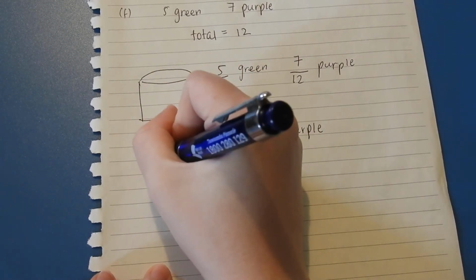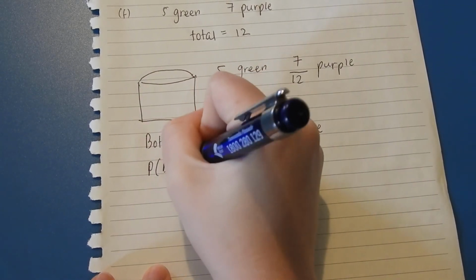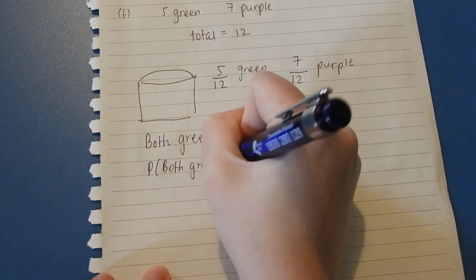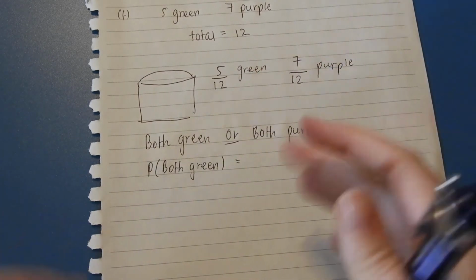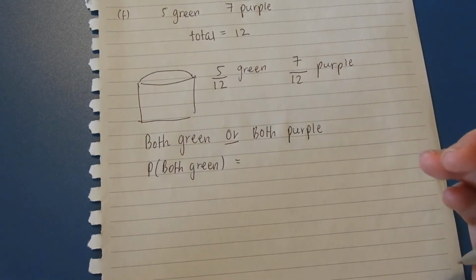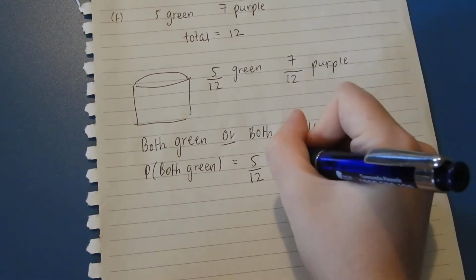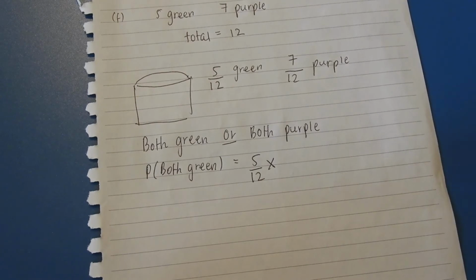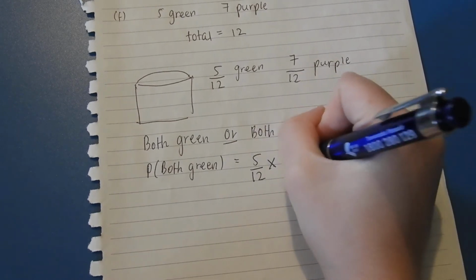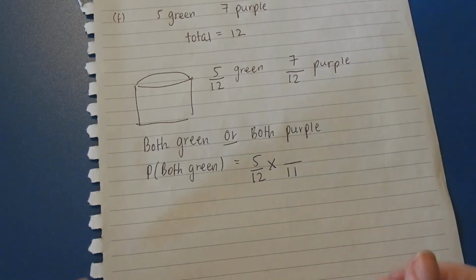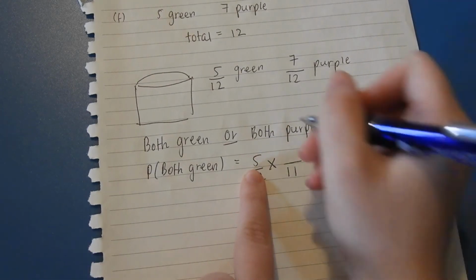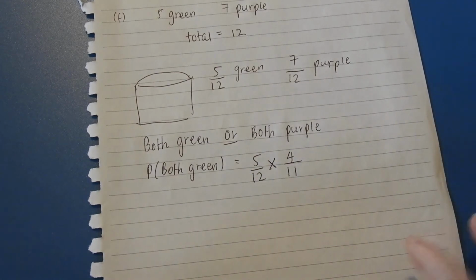So the probability of both being green. So at the start, nothing's happened. What's the probability of drawing a green ball? Is 5 out of 12. Okay, times. What's the probability that the second ball is green? So there's 1 less ball in the total bag. But we did take out a green ball to start. So there's 1 less green ball as well. So it's 4 out of 11.